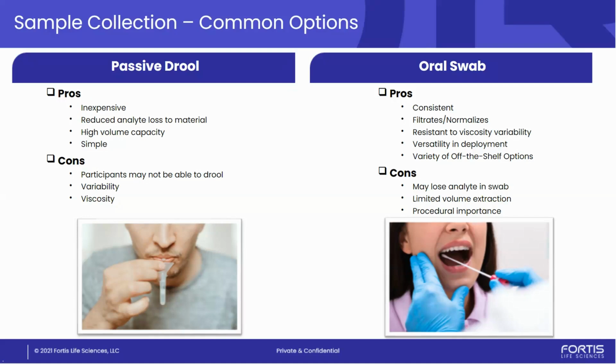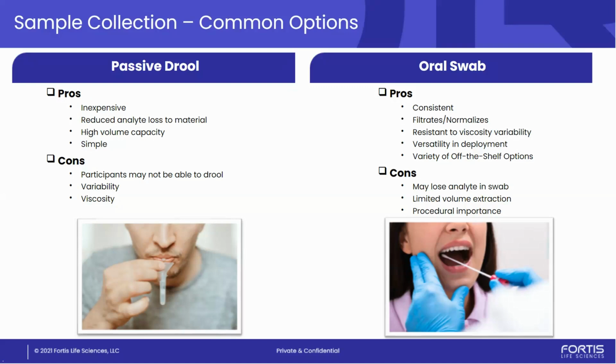High volume capacity, right? You can build big tubes if you want to do testing on PCR as well as the test for external testing. There is a high volume capacity capable with this method. And it's relatively simple. It's easy for someone to understand. Please spit into a cup.